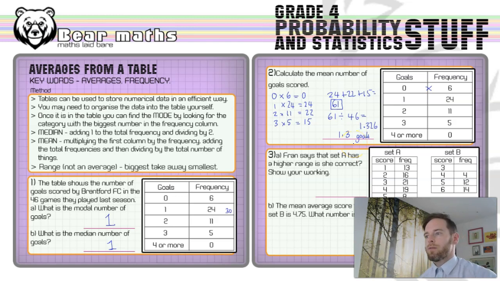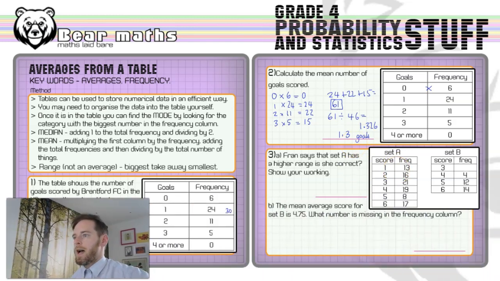Now, moving myself over for the third question. We'll just finish this off. And we've got Fran in part A that says set A has a higher range. Is she correct? Fairly easy thing to do to work this one out. We can work out the range of scores in this set of data here, because the score, whatever it's about, could be a dice. The score you get on a dice is 1, 2, 3, 4, 5, or 6, isn't it?